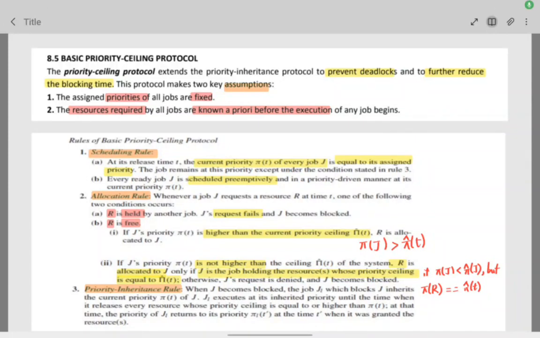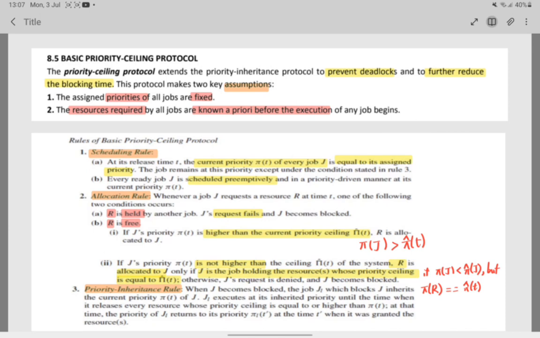Good day everyone. Today I'm going to present the basic priority ceiling protocol, which is one of the resource access protocols. This protocol extends the priority inheritance protocol to prevent deadlocks and to further reduce the blocking time.